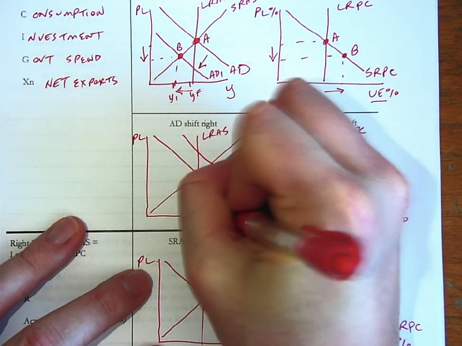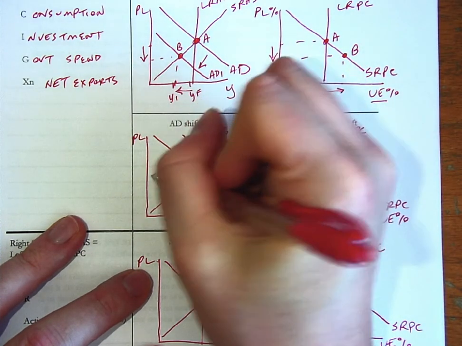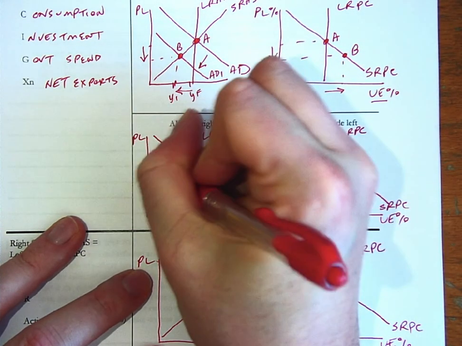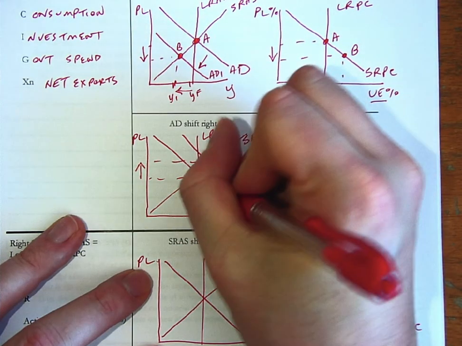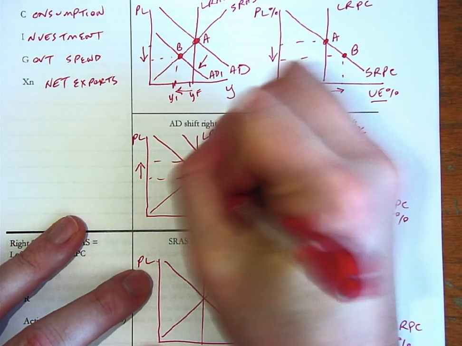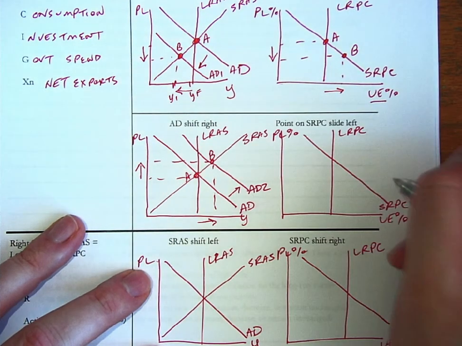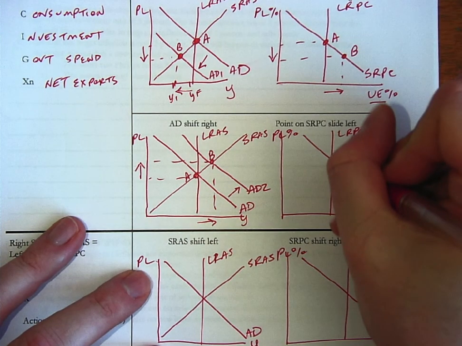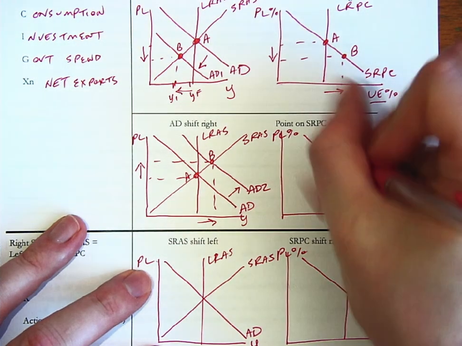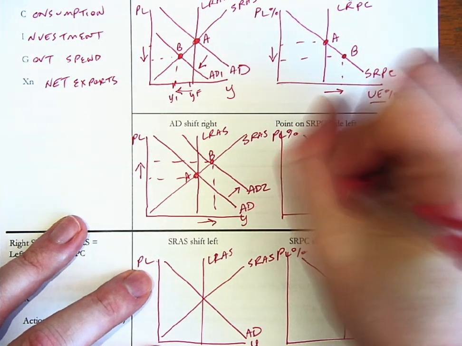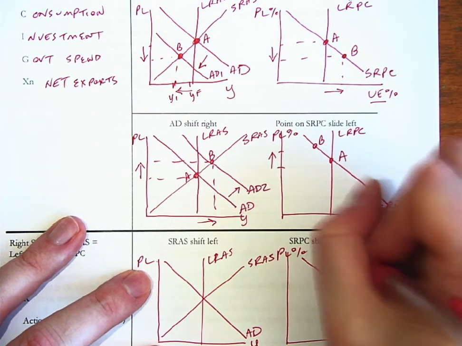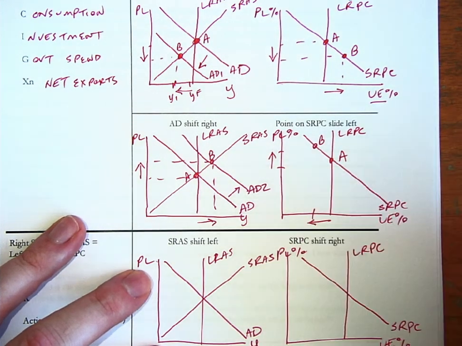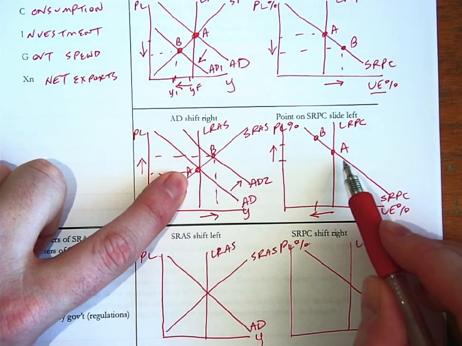Well, we know there's going to be more output and we know there's going to be higher prices. So what does that do in the LRPC, SRPC? Well, we start here at A, and then we move up to B, right? We get higher prices and lower unemployment. So again, the dots move opposite each other.